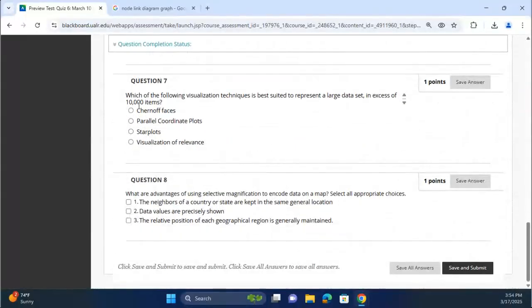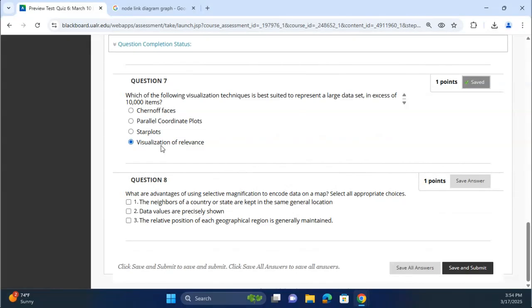And if I have more than 10,000 items, can I use Chernoff faces? If I have 10,000 people to look at, do you think we can understand anything? Not much. Parallel coordinate plots tend to become a hairball. If I have 10,000 objects in there, they tend to be on top of each other. Star plots, same with the Chernoff faces. I would need to have 10,000 of these star plots. So really the only one from that slide set that can work is this visualization of relevance.